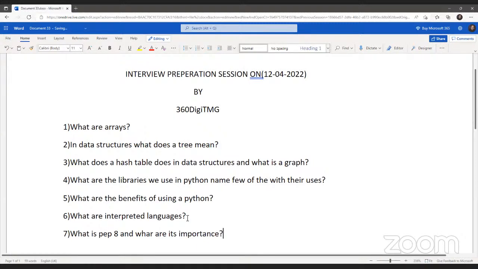what is PEP8 and what is its importance? If anyone knows the answer, can ping me in the chat box and we'll discuss the answer within a minute.